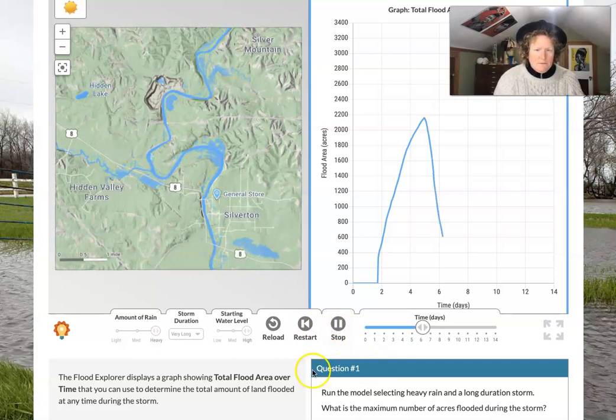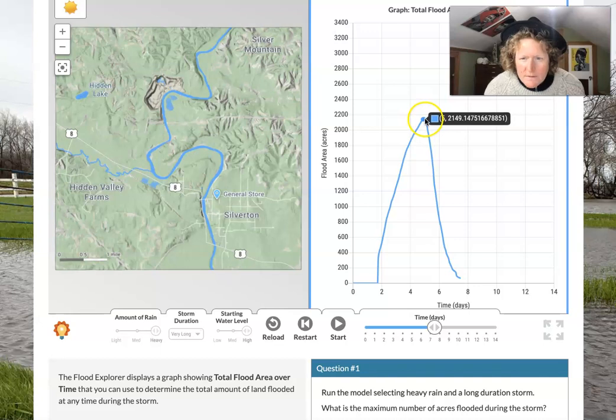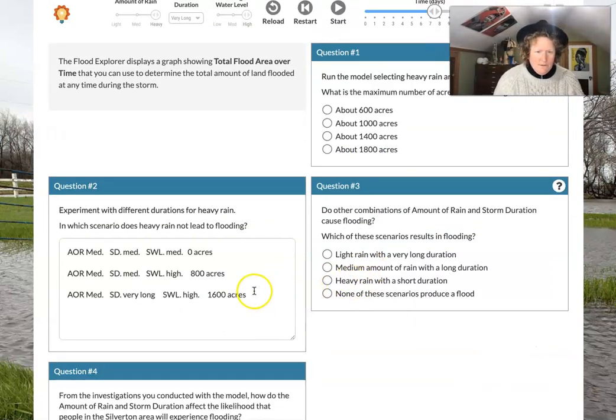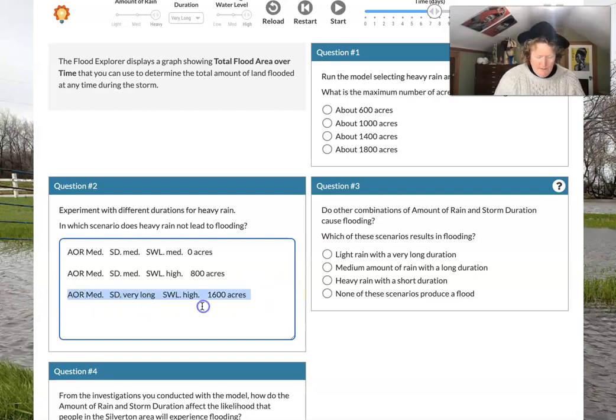And we'll let that go down. Stop it. We'll get the number of acres. Remember, you want to take the second number at the top here, so that's 2141, which rounds to 2100. So with everything maxed out, we did 2100 acres, and we had our amount of rain high here.